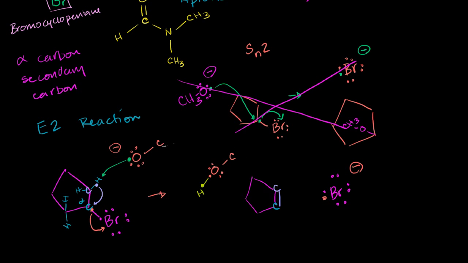So now instead of just being bonded to a methyl group, it's bonded to a carbon that's bonded to three methyl groups. So CH3, CH3, CH3. Or you could call this a tert butyl group, this whole thing over here. So that's a carbon bonded to a CH3, a CH3, and a CH3.